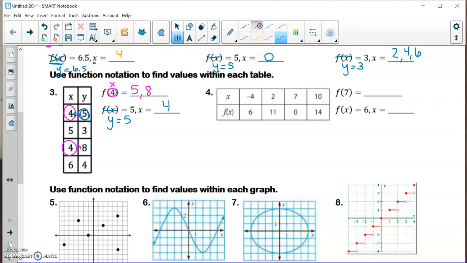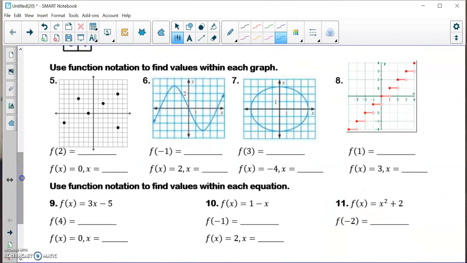All right, number 4, I want f of 7, so I'm going to look at my x values first. The x value of 7 is here, that's paired with this y value of 0. Now I want f of x is equal to 6, which is essentially just y is equal to 6. So the y value of 6 is here, and the x value associated with that is -4. So that's how we do these evaluations based off of a table.